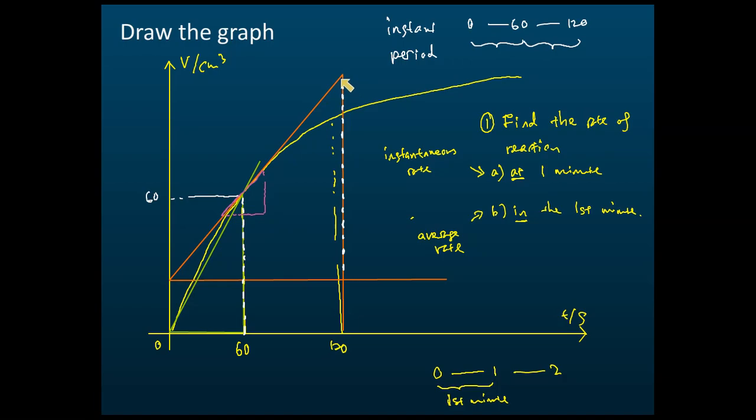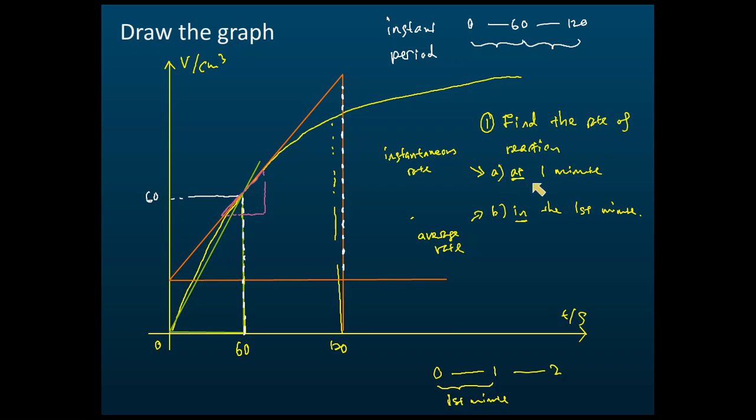Why? Because the bigger the triangle you draw, the smaller the error that you make. This one, the error will be quite big. If you draw a big one, then the error will be very small. So use a big triangle, not the small triangle. Okay, so that is for instantaneous rate at an instant.